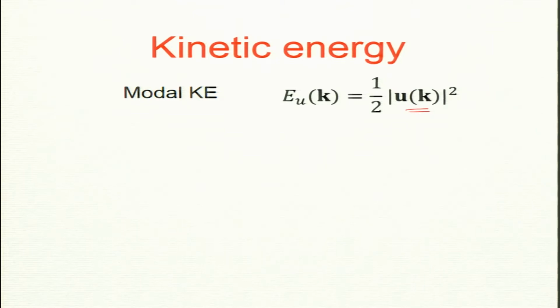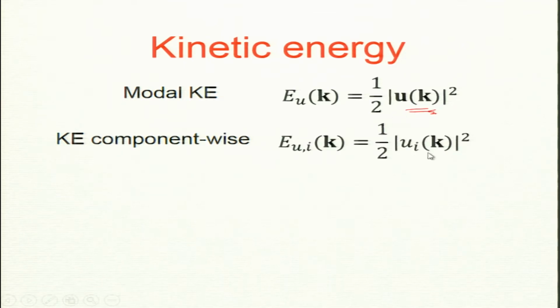Now, we also need one more thing, the kinetic energy component-wise. This is u_x squared plus u_y squared plus u_z squared, but I can have what is u_x squared. So I just put a symbol i, u_i. We also need this often, |u_i(k)| squared.